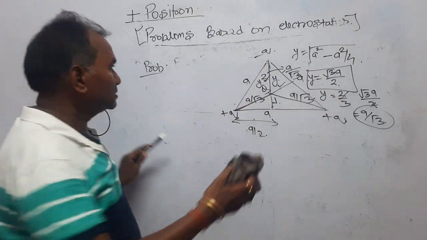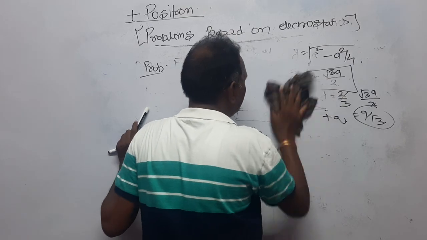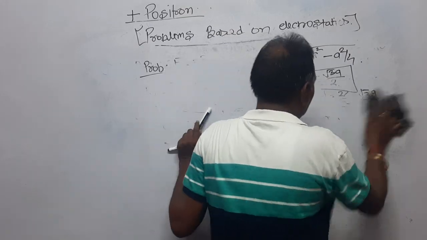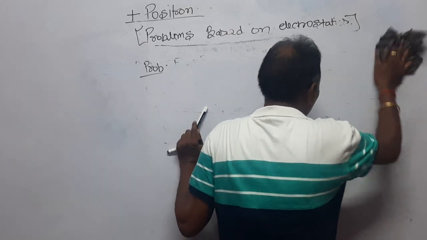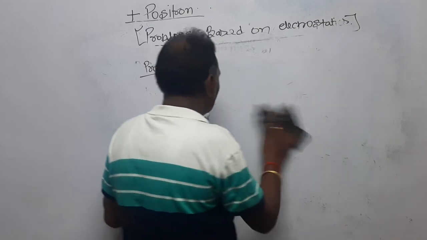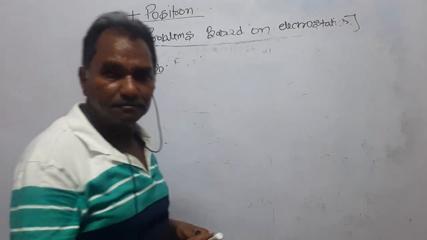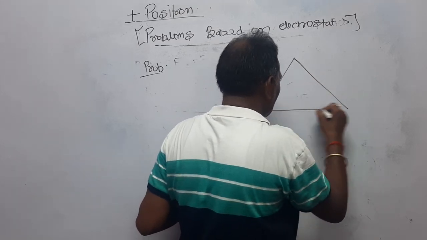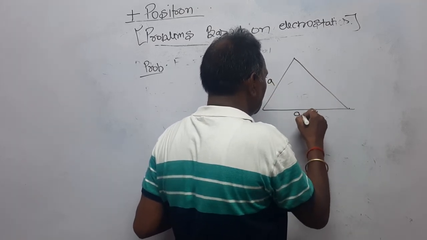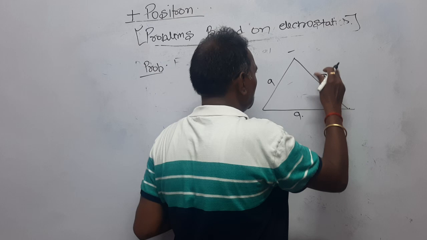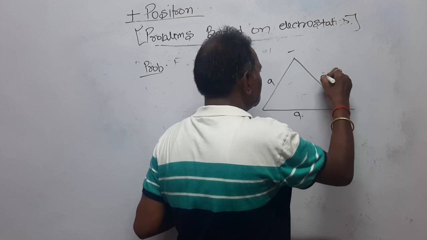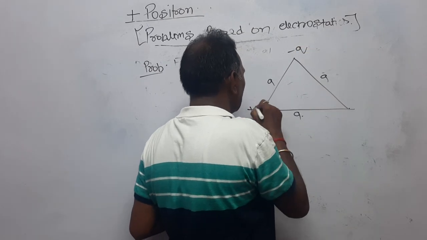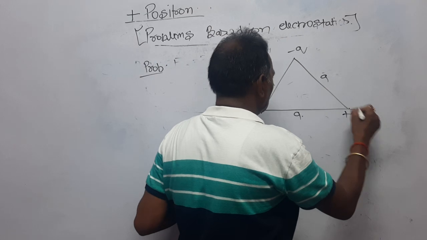Now, dear students, I am making another very clear picture that will make it easy to understand. Now, look here, dear students, this is the equilateral triangle having each edge small a. This is minus q, this is plus q, this is plus q, right?